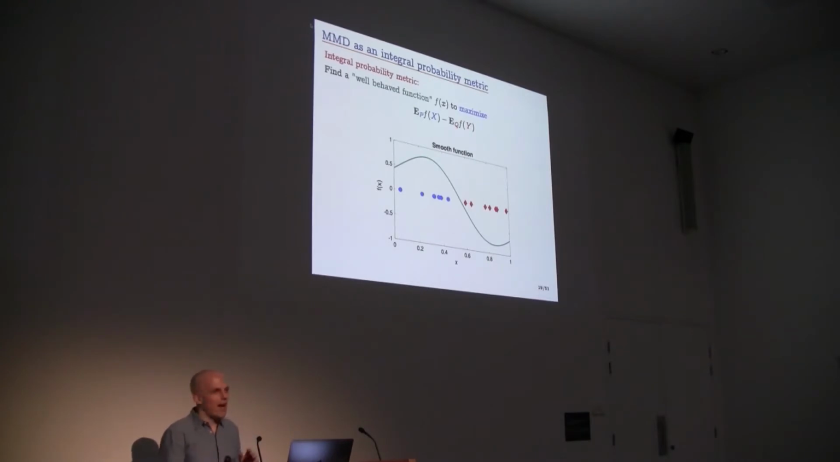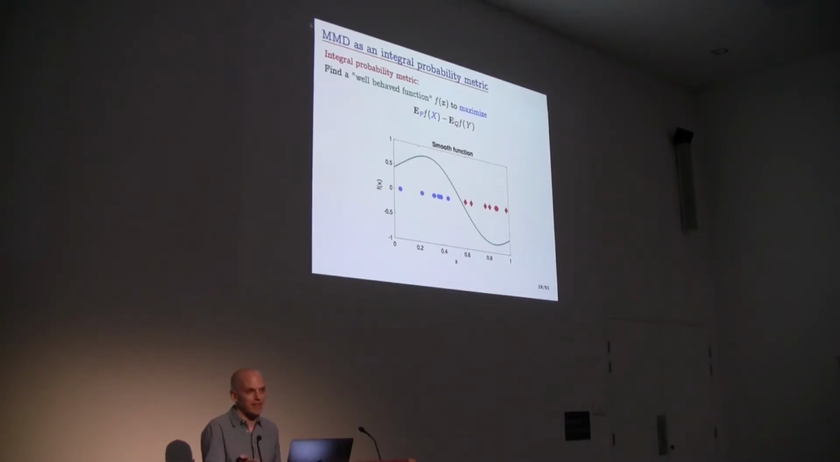I could say, well, I want a well-behaved function, like in this case a smooth function, which should pull apart these expectations as much as possible. So the expectation under P should be very positive, expectation under Q should be very negative. And if I take this difference over the best smooth function that I can find, if this is large, this is a pretty good indication that P and Q are from different distributions.